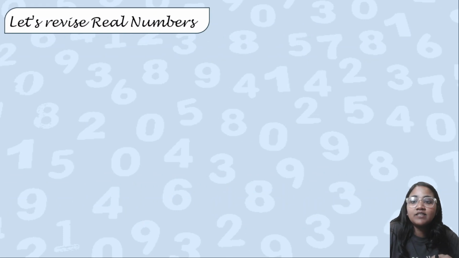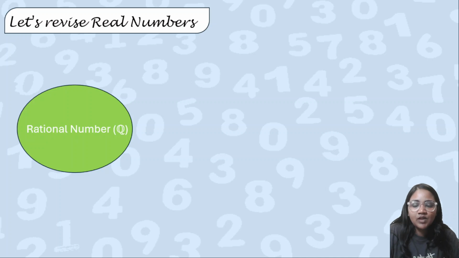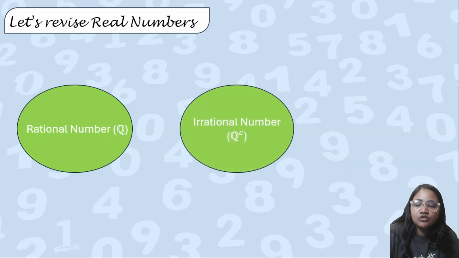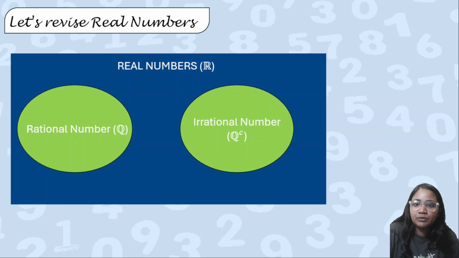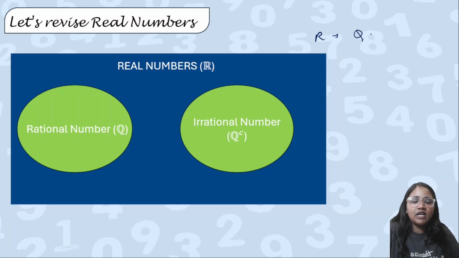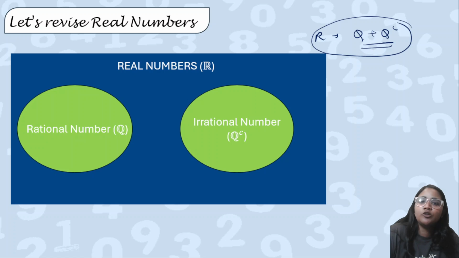Okay, now let's revise what is a real number. Real number, you all know. We know rational numbers and we know irrational numbers. So they both together comprise the real numbers, right? So we can say that real number is actually rational number plus irrational number. It is whole. Now let's see further. We already know this. I'm just giving you a review of it.